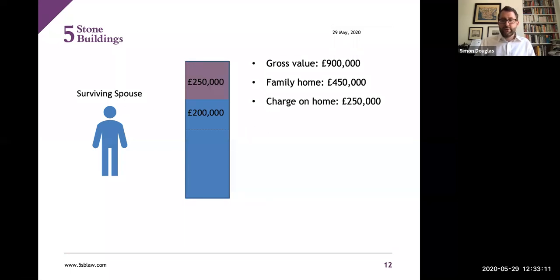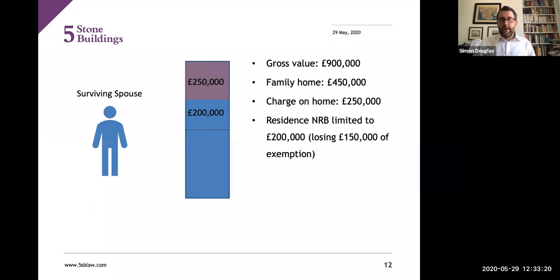And that sets an upper limit for the amount of the residence nil rate band which can be claimed. So the surviving spouse's estate can only claim £200,000 of their exemption. So they're effectively losing £150,000 of their residence nil rate band.